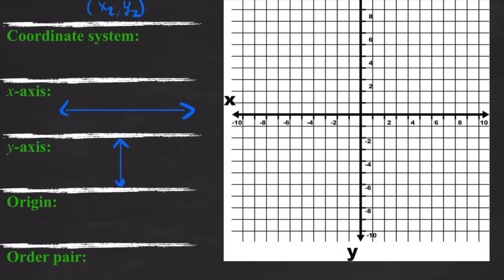The origin of the coordinate system is the center. So the origin is the center of it, which happens to be the point 0, 0, where x is 0 and y is 0. Neither of them are anywhere on the coordinate system. It's just at that center where they cross, where they intersect, those two axes.